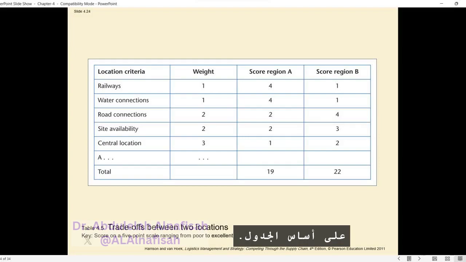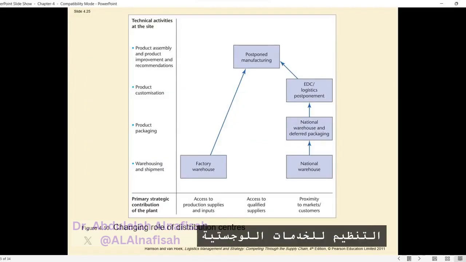Comparison. Based on the table, Region B has a higher total score than Region A, which means it is more favorable for investment or restructuring. Region B has higher scores for road connections, site availability, and central location, while Region A has higher scores for railways and water connections. Okay.